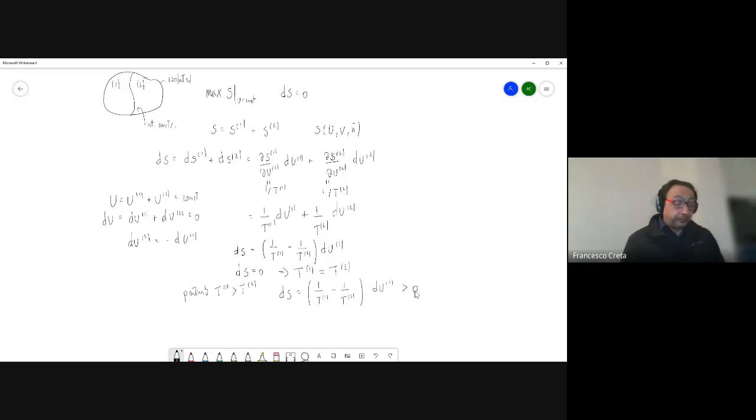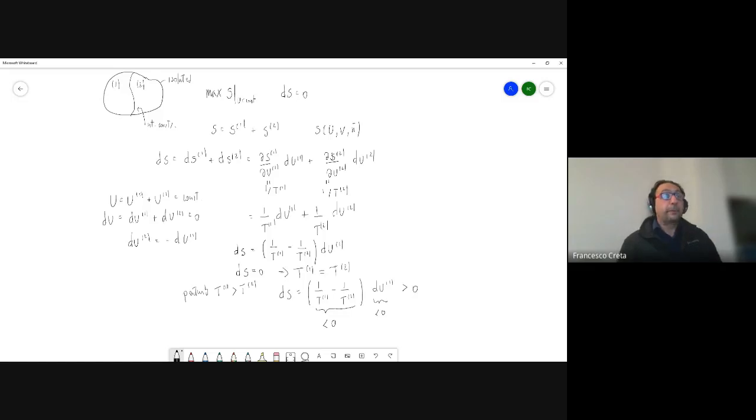Now, again, I perturb the system so that T1 is bigger than T2. So this quantity here is negative, right? Because clearly T1 is bigger than T2, so this is smaller than this. So in order for this to be positive, so for the entropy to increase, you see dU1, the variation of internal energy of the subsystem 1, must itself be negative.